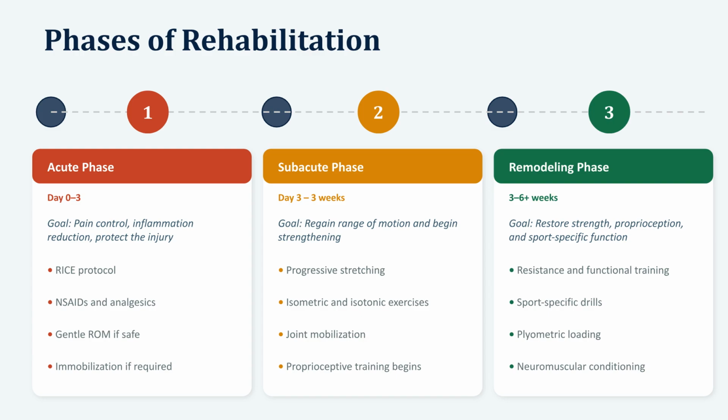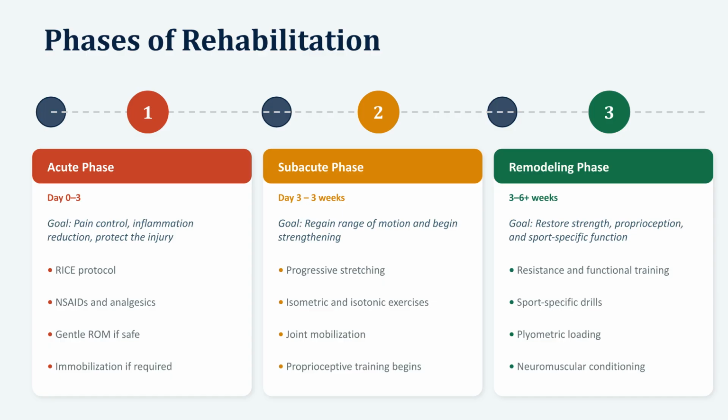Phase 2, the subacute phase, day 3 to 3 weeks. Goals are regaining range of motion and beginning strengthening. We introduce progressive stretching, isometric and isotonic exercises, joint mobilization, and proprioceptive training.